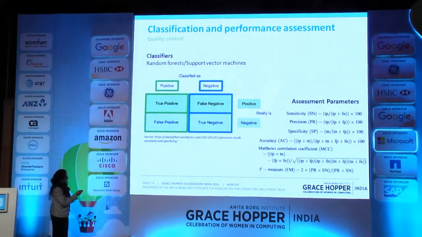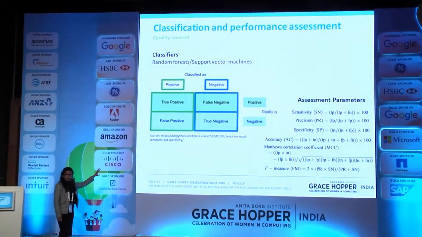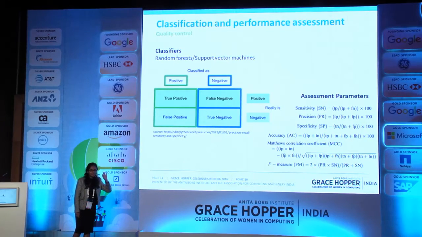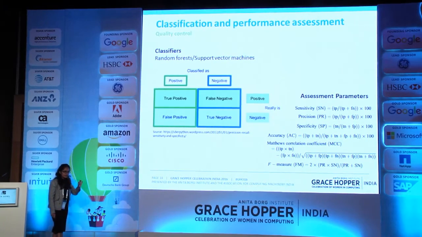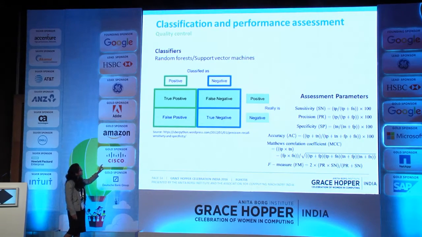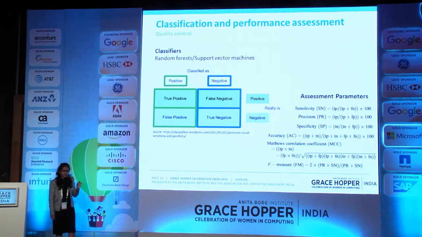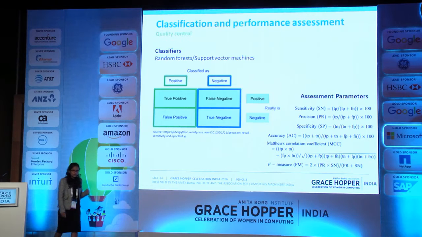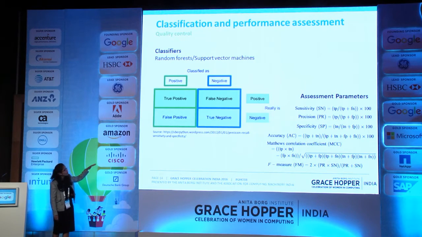I'll just explain these terms in the context of protein mannose interactions. When we have a residue that is interacting and it is predicted by the model as interacting, that becomes our true positive. Similarly, if we have a residue which is non-interacting and it is predicted as interacting, then it is a false positive. Okay? Same goes for false negative and true negative. True negatives are residues which are actually non-interacting, and they are also predicted as non-interacting.